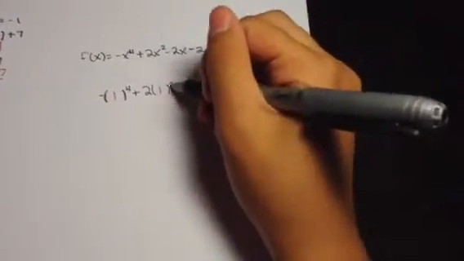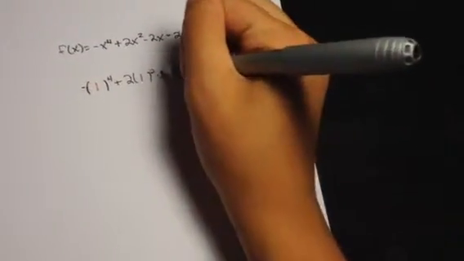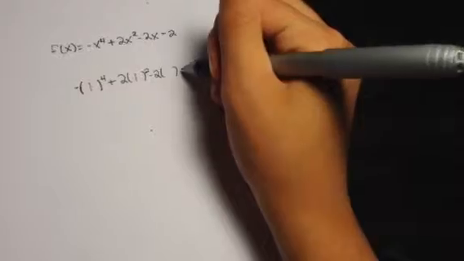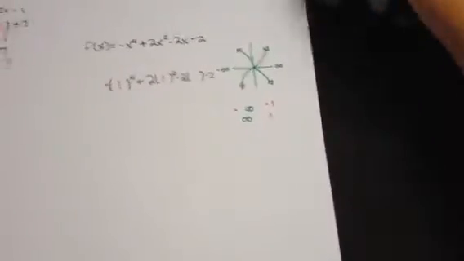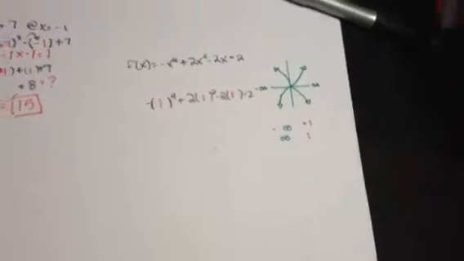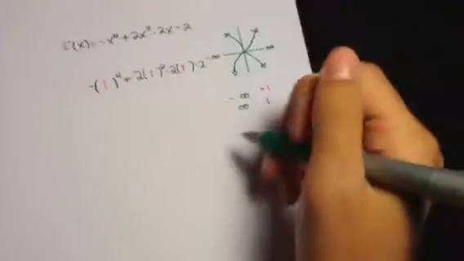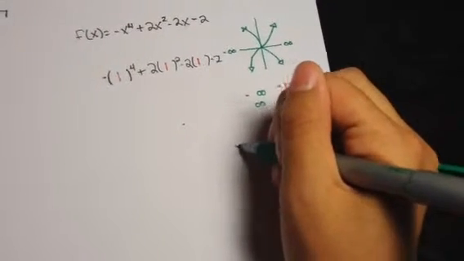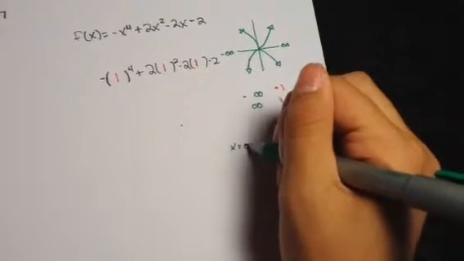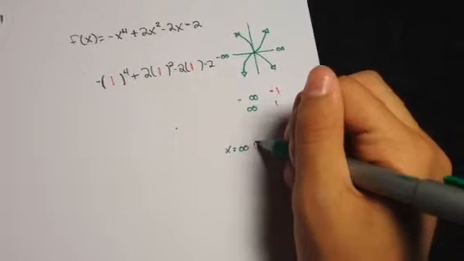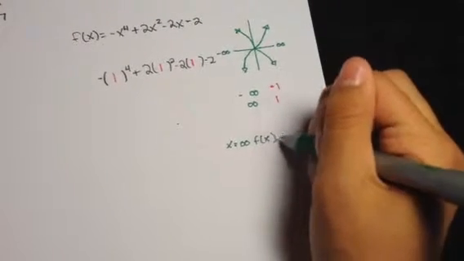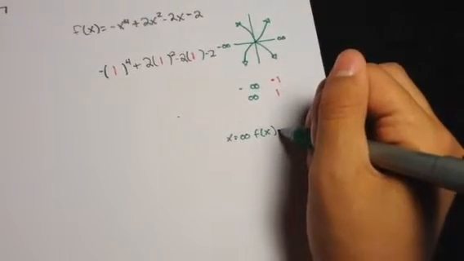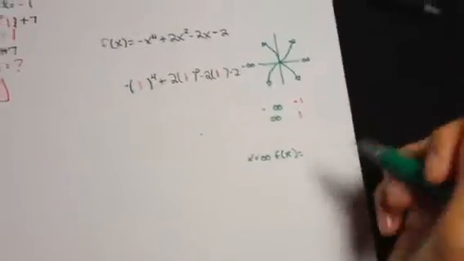So how does that relate to positive infinity? Your answer would look something like: x equals positive infinity, f of x equals positive or negative infinity.